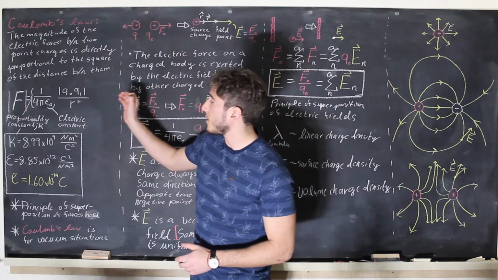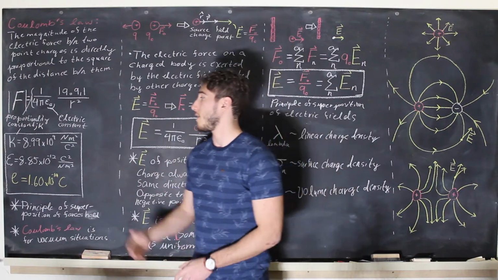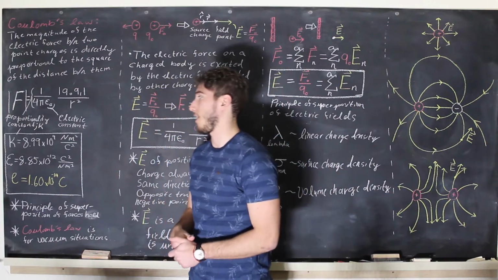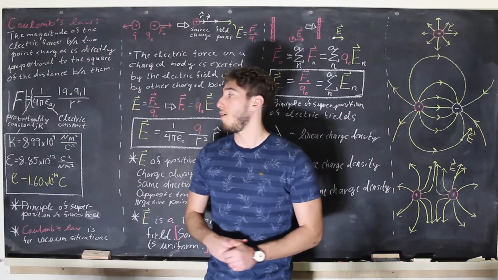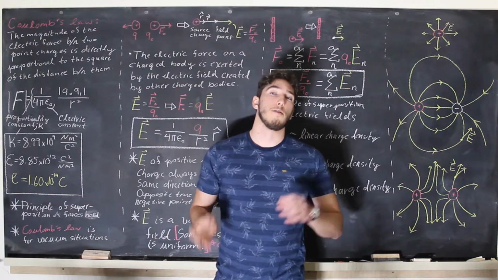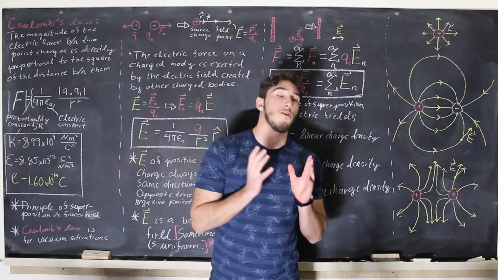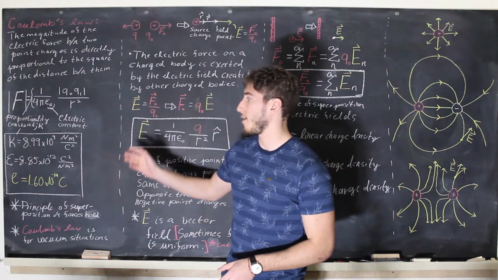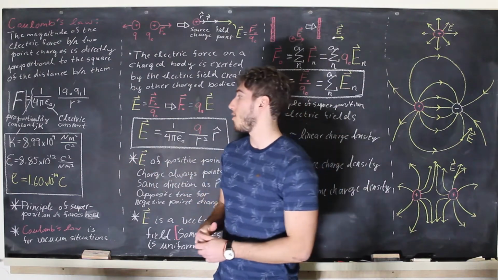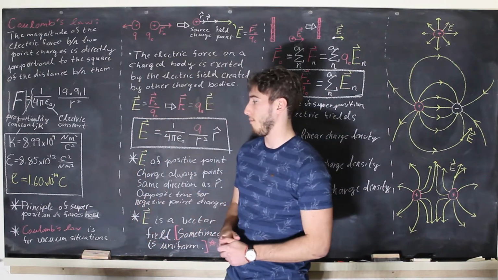Now, the value for the electric constant, epsilon naught, is 8.85 times 10 to the negative 12 Coulomb squared over Newton meter squared. And last time we talked about how the magnitude of the charge of the electron is equal to the magnitude of the charge of the proton. Well, that value is denoted as e, and it's known as 1.60 times 10 to the negative 19 coulombs.